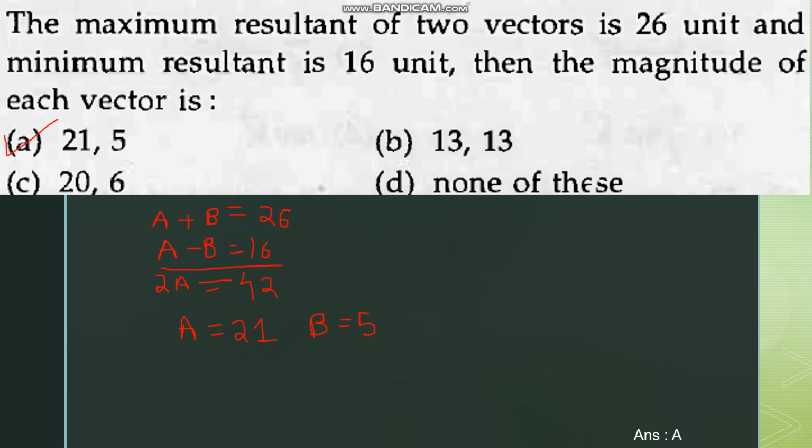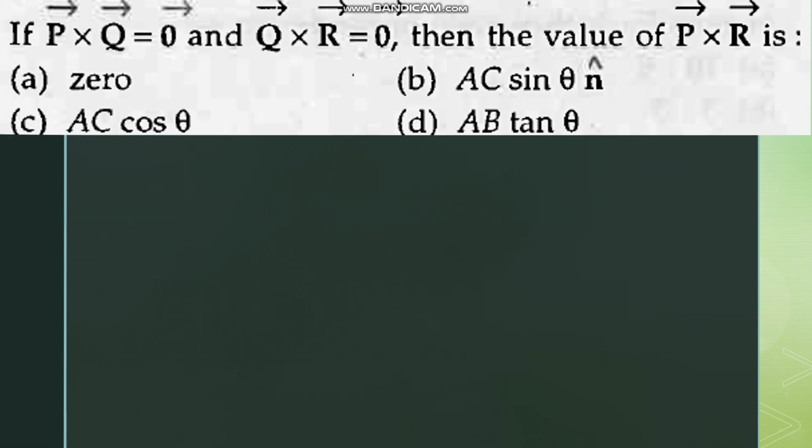Moving on to question number 2 for today and question number 11 for our series. It's given that if P cross Q is equal to 0 vector, and Q cross R is equal to 0 vector, then find the value of P cross R. Option A 0, option B AC sin theta n cap, option C AC cos theta, option D AB tan theta.